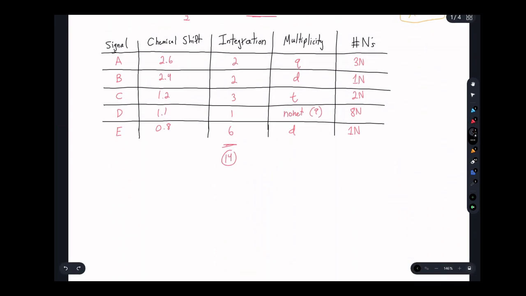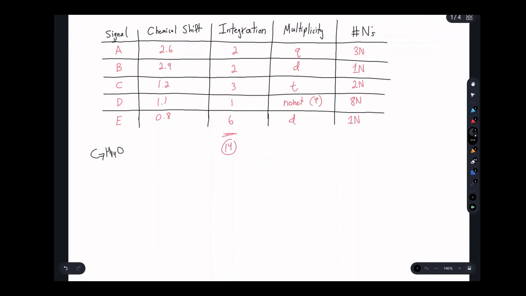Let's just rewrite that chemical formula, C7H14O. Maybe we can rewrite it a bit cleaner than that. And the fact that we have 1 DOU. This is all the information we need to solve our structure.